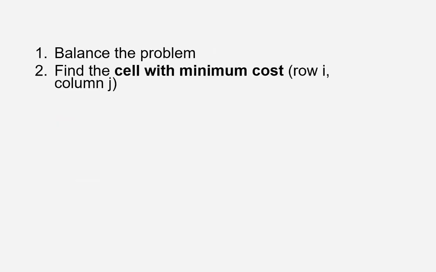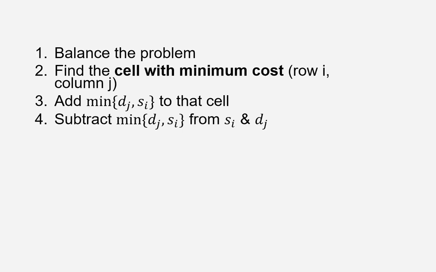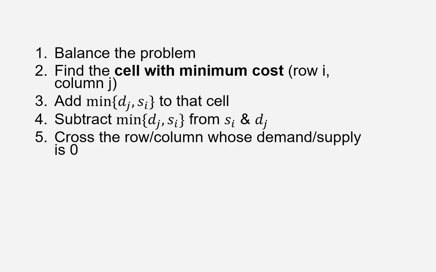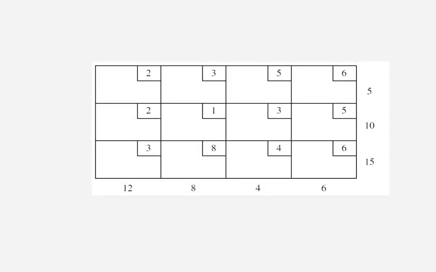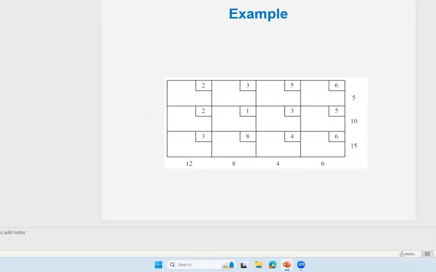Balance the problem. Find the cell with minimum cost. So instead of finding the most northwest cell and starting with that, you always start with whatever cell has the minimum cost. And then you do the same operations. Find the minimum of the row and column of that cell, deduct it from that cell, subtract it, and then whichever is zero, cross it and do that until all cells are covered. Let's look at this example.